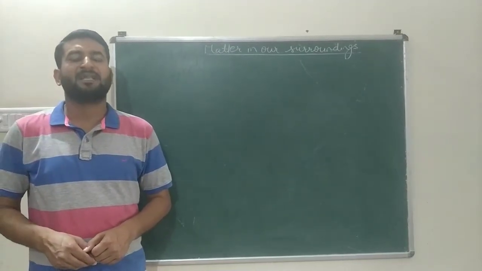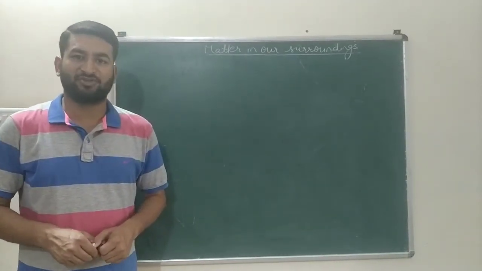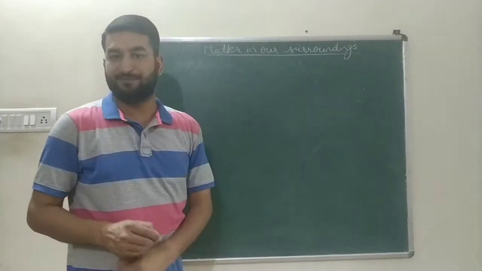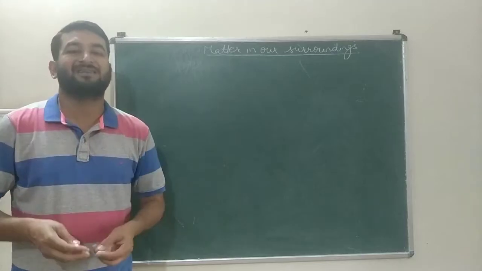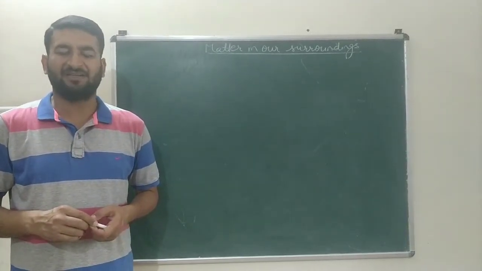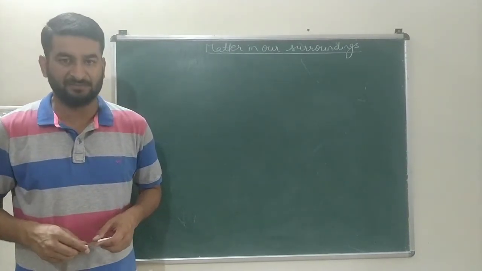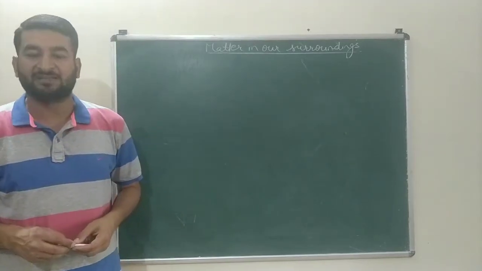Hello children, we are discussing chapter one of chemistry, that is Matter in Our Surroundings. In the previous video we discussed certain topics. The first one is what is matter. Anything which has a certain mass and occupies a space is known as matter.